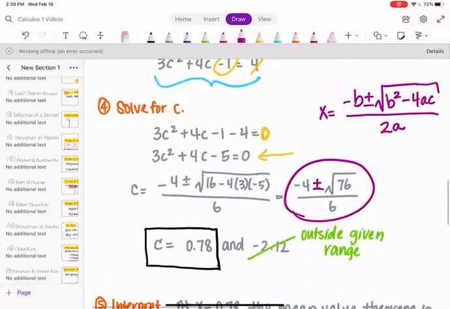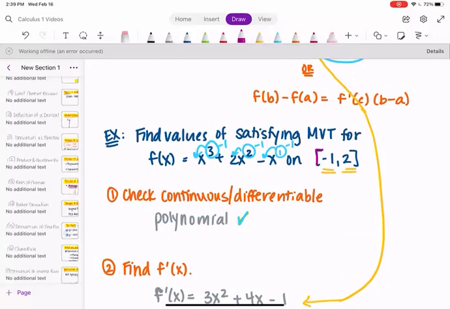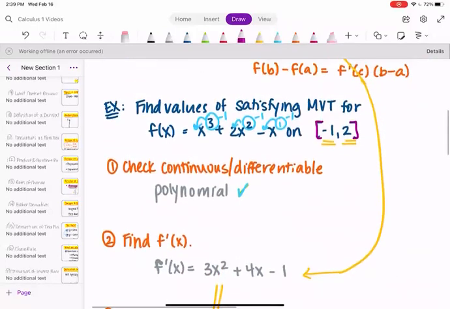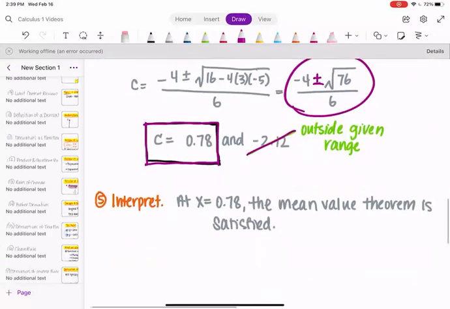But what we have to make sure we do is, because it's asking for values of c that satisfy the mean value theorem between these certain x values, right? Because we're only looking for a value x equals c between these numbers, we have to make sure that the answer we put is also between those numbers. So our range is -1 to 2, which means -2.12 is outside that range. So we don't want to submit that as an answer. So our only answer that satisfies the mean value theorem between those 2 points is 0.78. And then again, you can just interpret that by saying at x equals 0.78, the mean value theorem is satisfied.